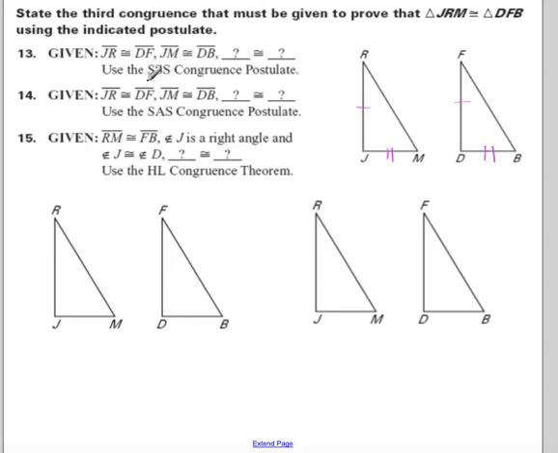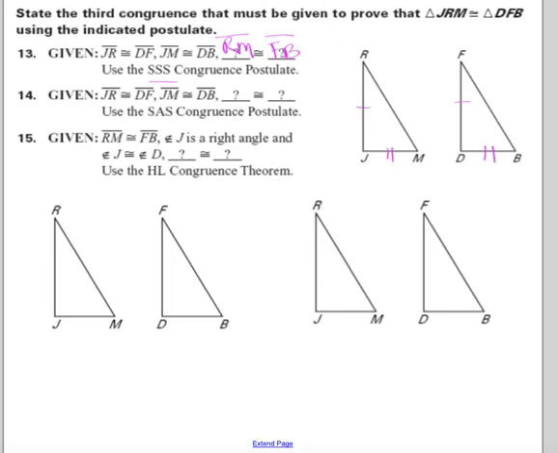In this one, it's telling me to use side, side, side. It's probably the easiest one to do. We just need the missing side. What are the sides that they didn't already tell us? So that would be side RM congruent to side FB.